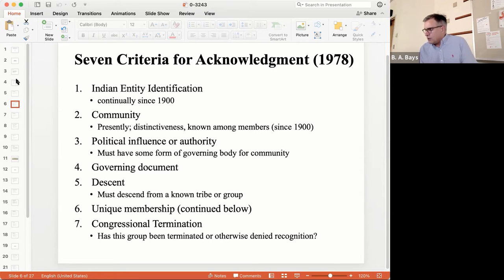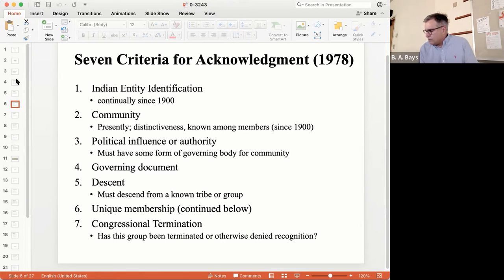The third requirement is the presence of some sort of political organization, some sort of governing body. It doesn't have to necessarily be a council, tribal council. It could be maybe a board or just a group of elders. It's really not that stringent. There also has to be some sort of governing document, like a charter or a constitution, or just some sort of paper trail that would show that this is an organization that's been around.